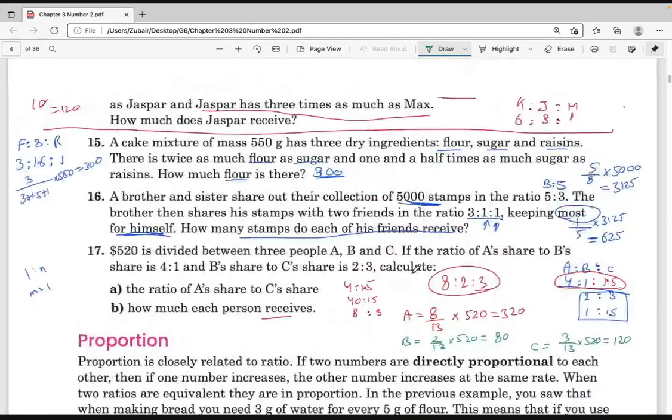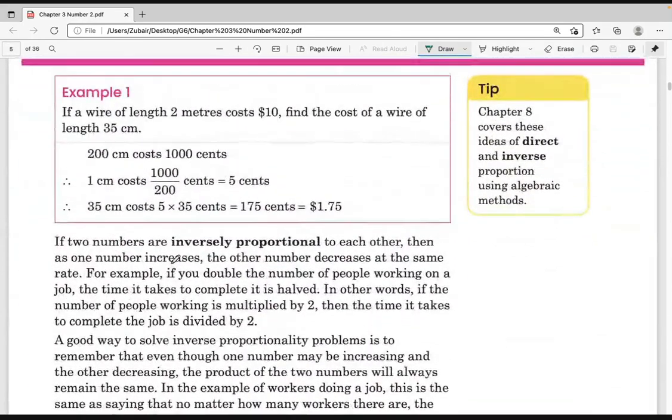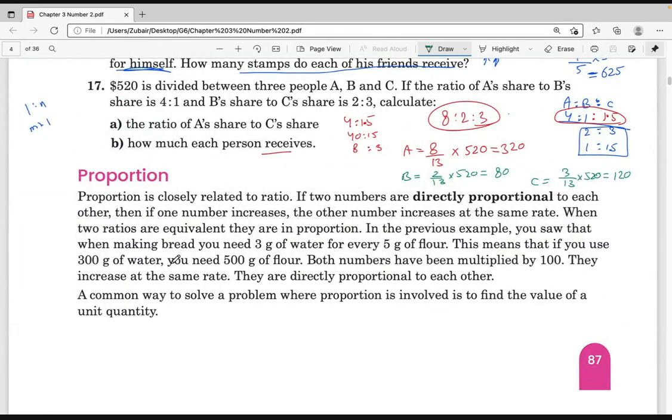For example, the same question number 15. See, this was 550 grams. Out of those 550, flour was 300 grams. So if I just double this 550, I say that double friends are coming, I need double of it. So that would be 550 times 2 is 1100. So flour will become 600. So this is directly proportional. You increase one quantity, all other values increase in the same proportion. Inversely is one increases and the other decreases. Yes, very good. Haris, can you give an example?